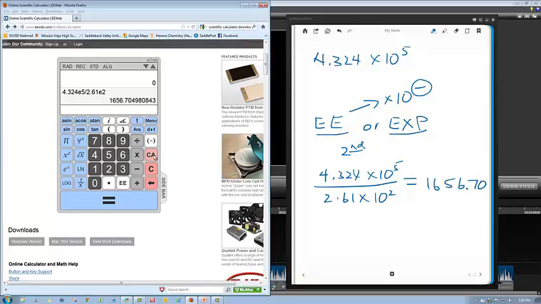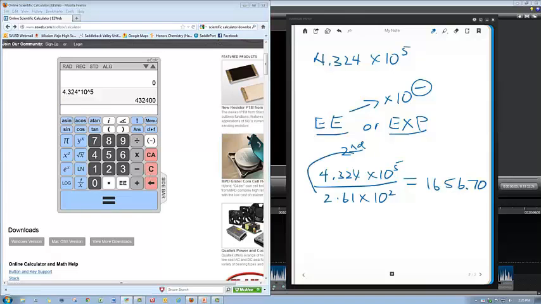Okay. Now, some of you may say, well, can I do this? Can I punch it in like this? 4.324 times 10 y to the x 5. Okay, and look, whoops. I still get the same answer, same number that I had before.